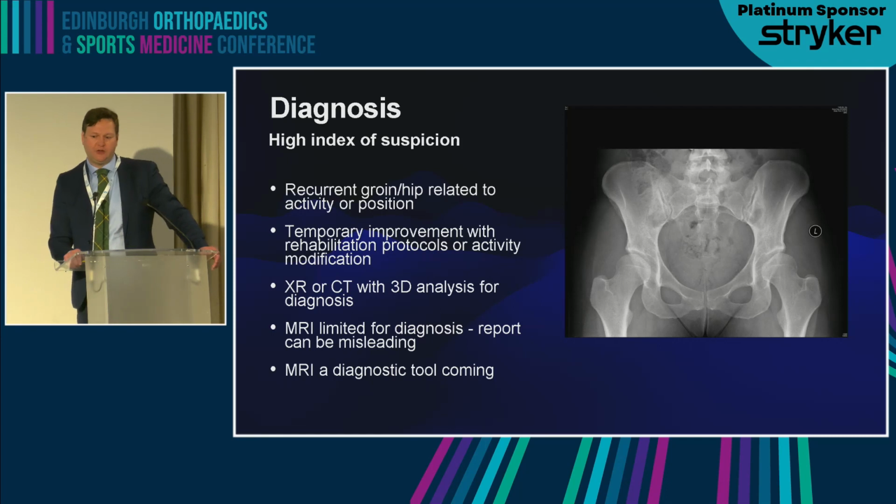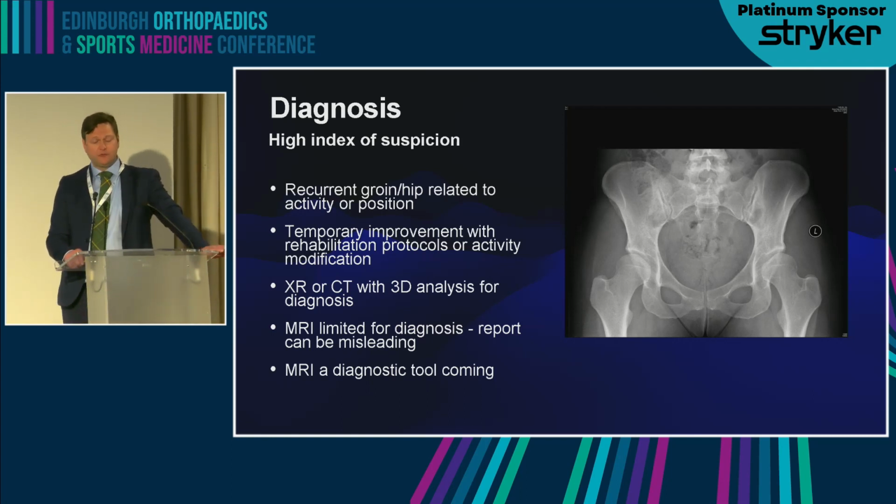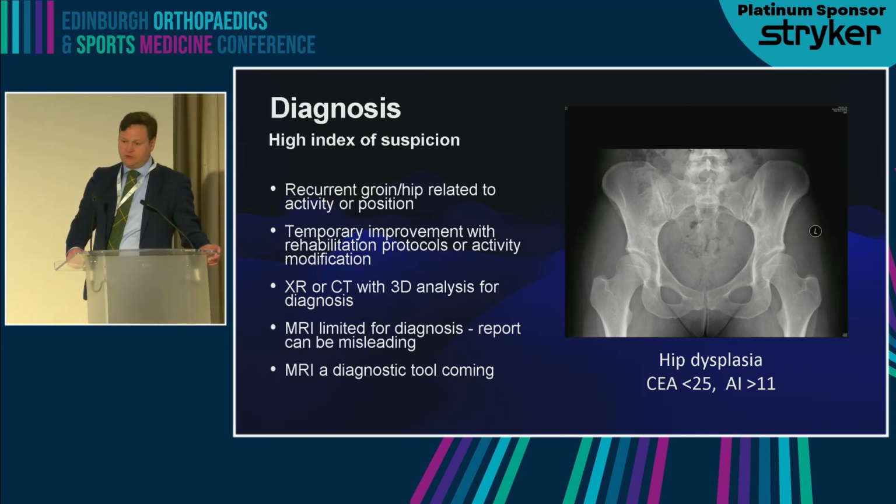The ones you really need to be aware of are the ones that keep coming back. They have the symptoms, they get better, they go back to their activity, and 3 months later they come back. Those are the ones where you need to be thinking, is this dysplastic? As we've already heard, MRI is not the investigation of choice for dysplasia. It is misleading. You need to have an X-ray in this group. The number of patients that I've seen who've come to harm because they were falsely reassured by an MRI, which didn't give them the diagnosis of dysplasia, is too many for me to recount. So it's an X-ray or CT with 3D analysis. MRI is coming as a diagnostic tool, but it's not quite there yet.